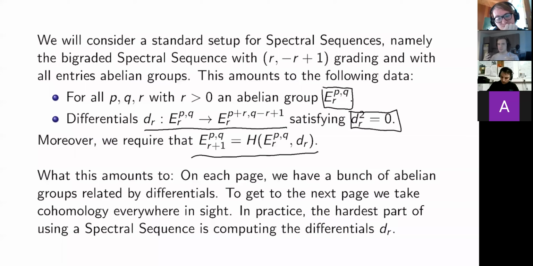So what this amounts to is a bunch of pages of abelian groups with an integral grid of groups, a bunch of differentials between them. And in order to go from one page to the next, you just take cohomology. That's the intuition. Now we're going to look at some pictures.